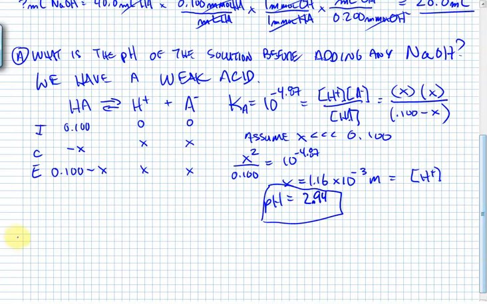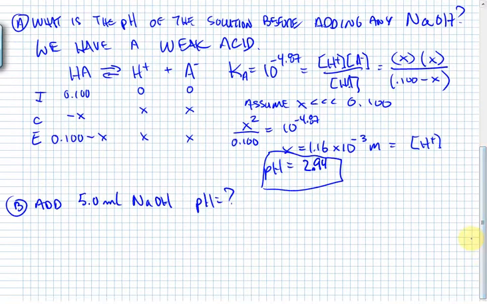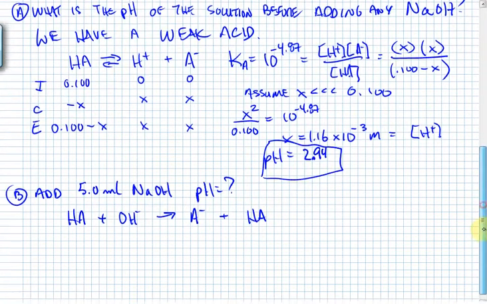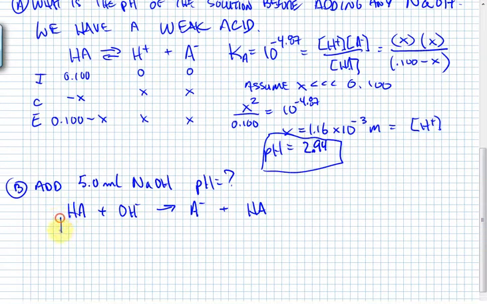All right. Now, add 5 milliliters of NaOH. What is the pH? So, what's happened? Well, here's what's happened. Again, as the reaction proceeds, HA reacts with the OH minus to form A minus plus water. The concentration of the HA goes down as it reacts with the sodium hydroxide. The concentration of the A minus goes up. This happens all along the way until we get to the equivalence point.